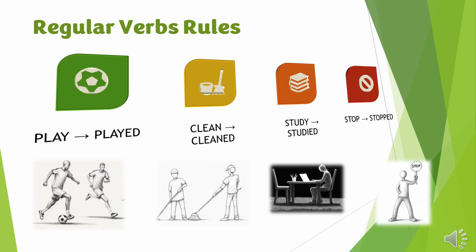Regular verbs rules. Regular verbs in English form their simple past tense and past participle by adding ed or d to the base form. Play, played. Clean, cleaned. Study, studied. Stop, stopped.